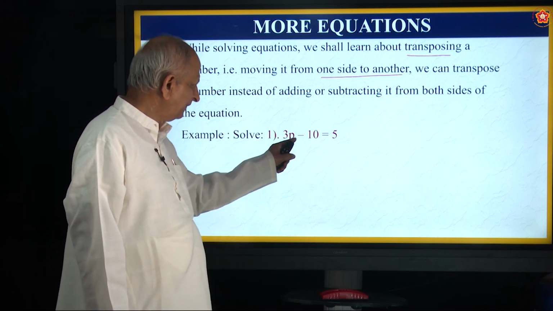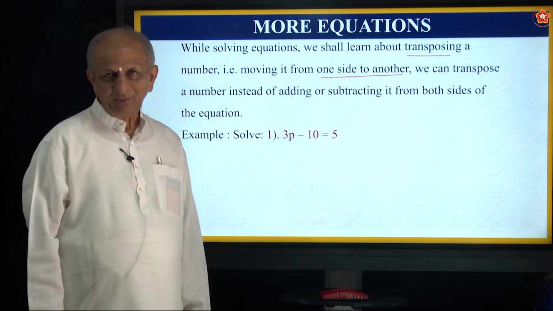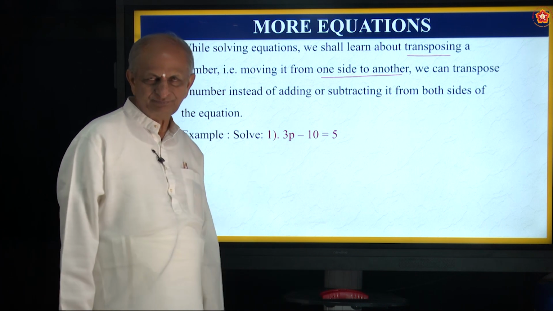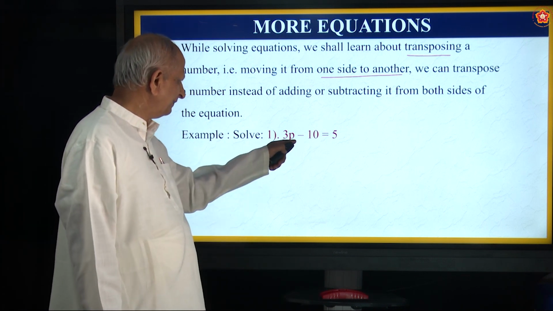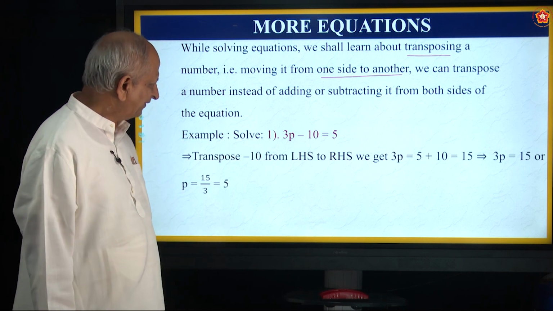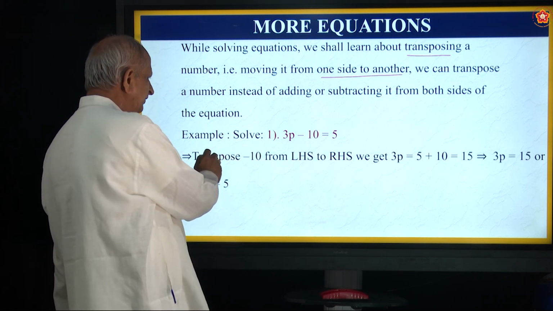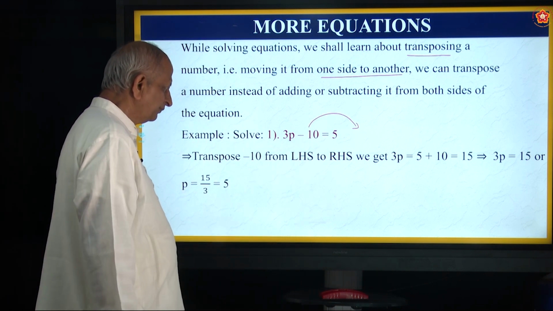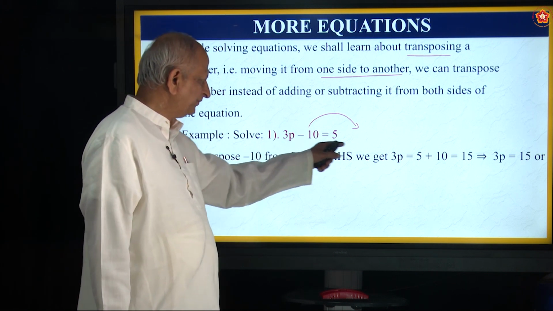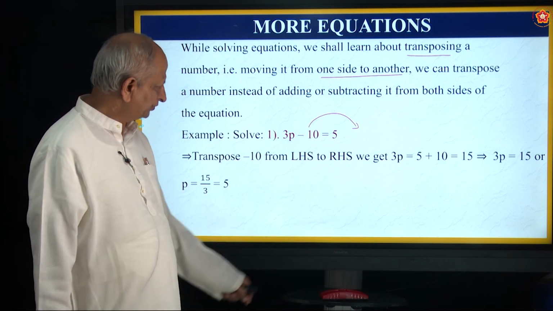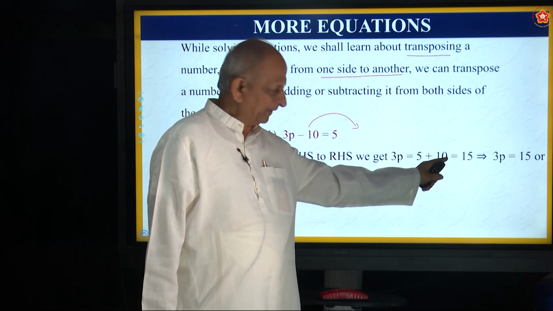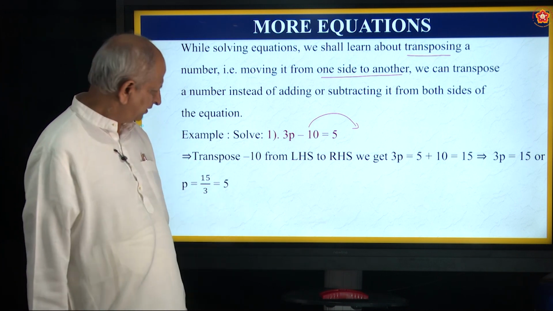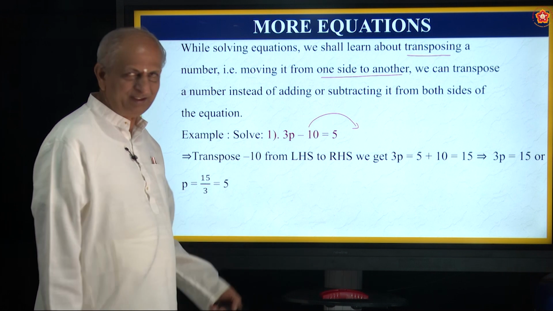So, here 3p minus 10 equals 5. What is the variable here? P. But it is multiplied by 3 here, and this expression has minus 10 here. So, the method of transposition says transpose minus 10 from the left hand side to the right hand side. What do you get? Minus 10 becomes plus 10. So, 3p equal to 5 plus 10, 15. If 3p is equal to 15, p will be 15 by 3.